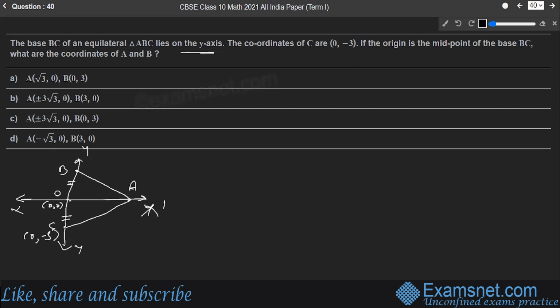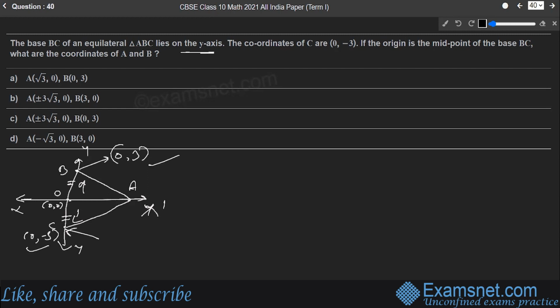If you see the figure here, if the coordinates of C are 0, minus 3, then the coordinates of B should be 0, 3. Why so? Because O is the midpoint. So as much distance as you travel down, a similar distance you will have to travel up also. So on the upside, B's coordinates become 0, 3. So we know the coordinates of B now. We know the coordinates of C also.